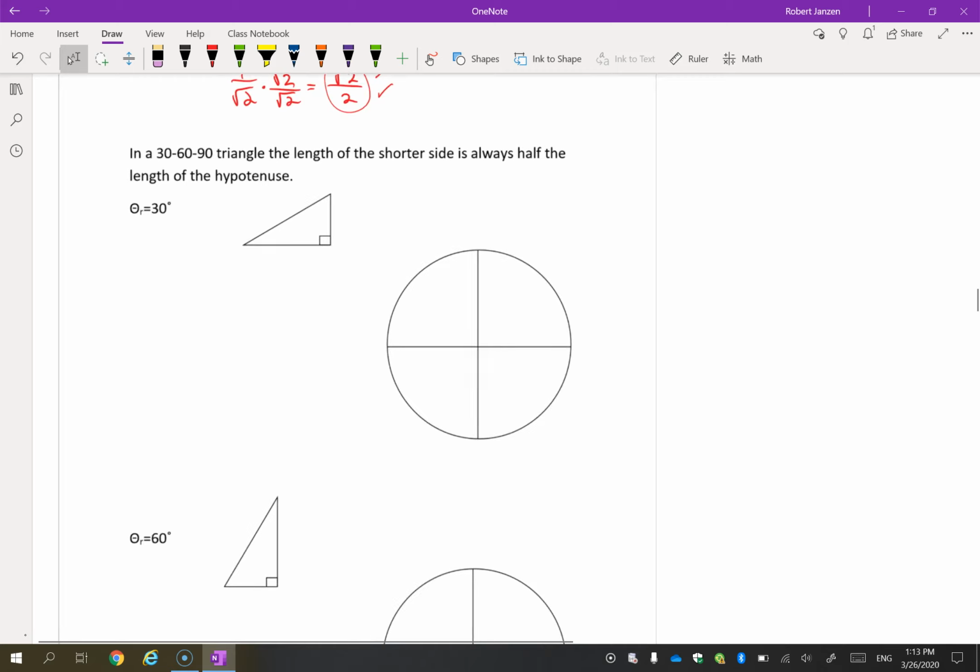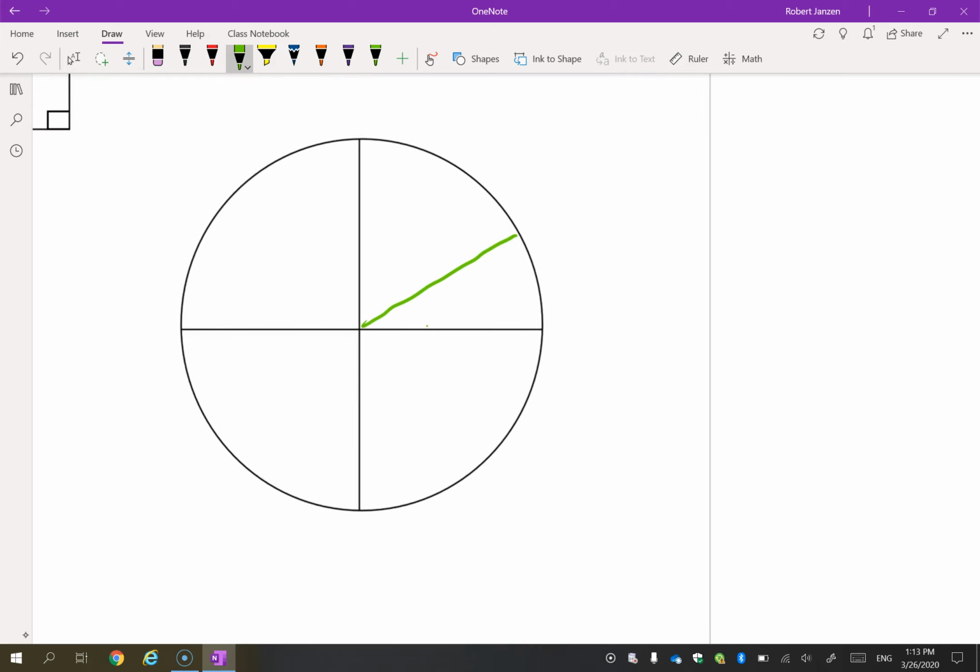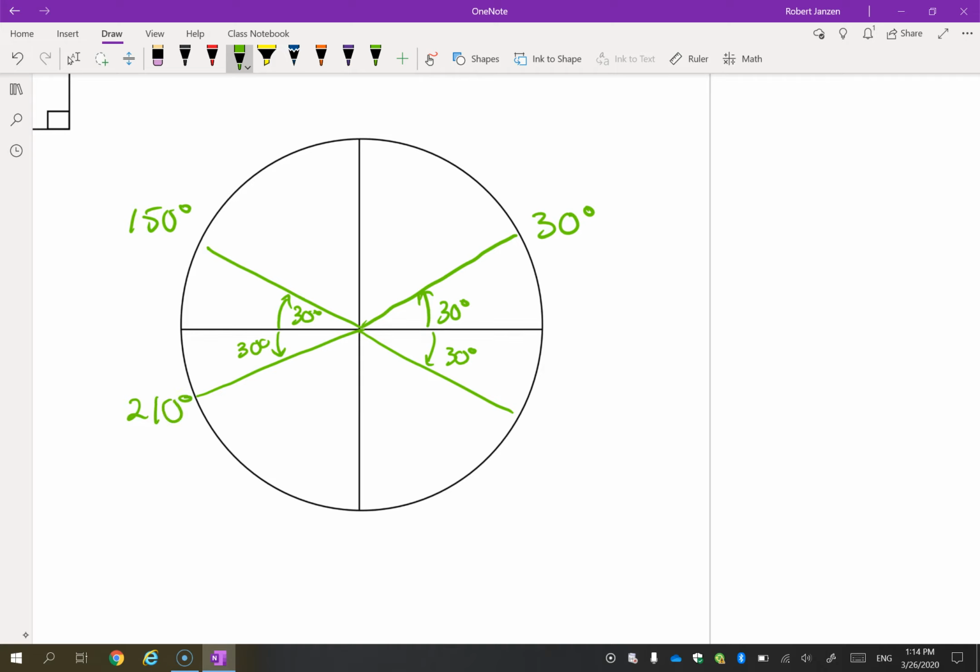Let's go to the next significant angle, the 30-degree angle. Okay, so we're going to make the reference angle 30 in each quadrant. And if we do that, we should be able to figure out the 4 angles. Quadrant 1, it's always the same as the reference angle. Quadrant 2, 180, take away 30, this is 150 degrees. 180 plus 30, this is 210 degrees. And 360 take away 30 is 330 degrees.